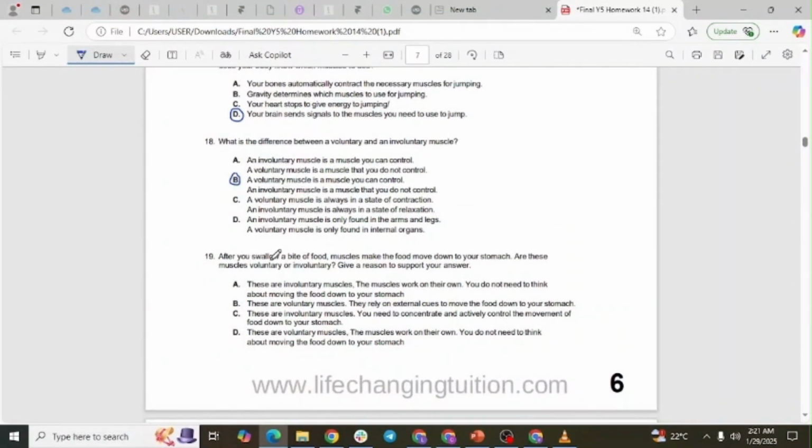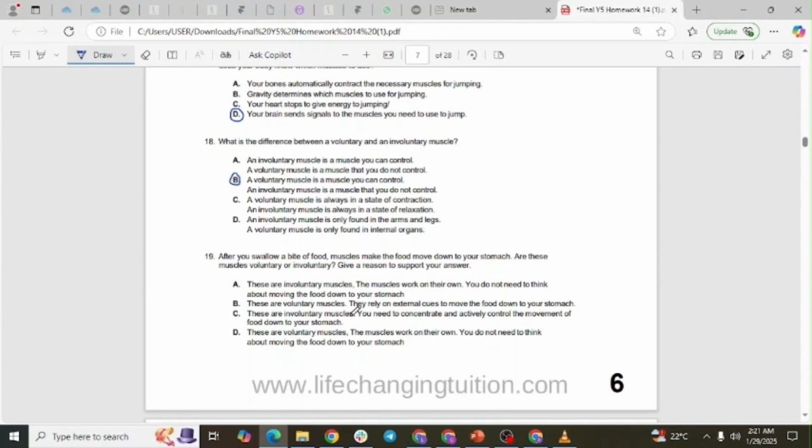Question 19. After you swallow a bite of food, muscles make the food move down to your stomach. Are these muscles voluntary or involuntary? Give a reason to support your answer. A. These are involuntary muscles. The muscles work on their own. You do not need to think about moving the food down to your stomach. B. These are voluntary muscles. They rely on external cues to move the food down to your stomach.